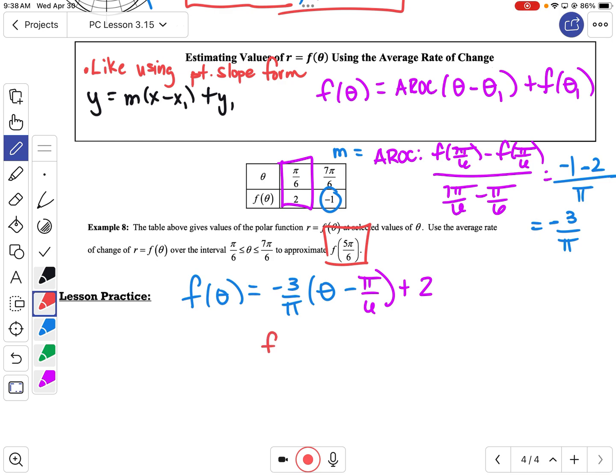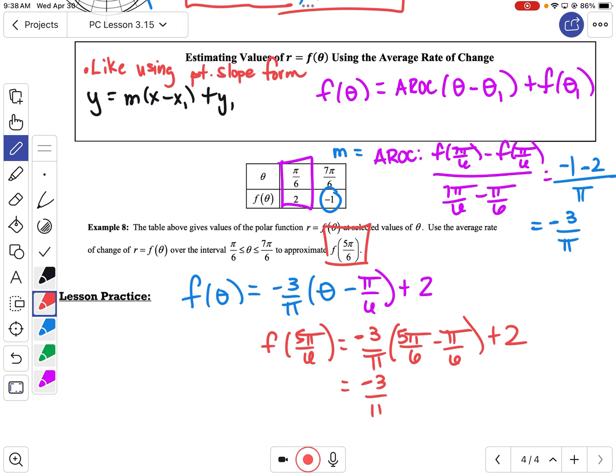So here's what we're going to do. F at 5 pi over 6, we're going to plug it into that equation we just wrote: -3 over pi times 5 pi over 6 minus pi over 6, plus 2. That looks terrible, but do not panic. What is 5 pi over 6 minus 1 pi over 6? 2 pi over 3. You could even leave it 4 pi over 6. It will all work itself out in the end. And then plus 2.